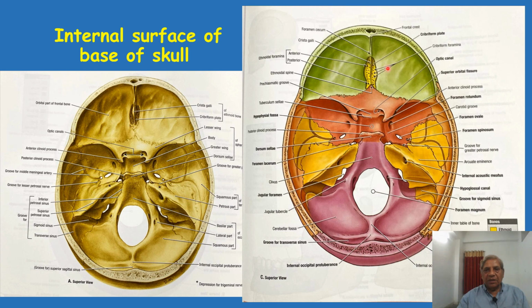Now, these are the structures which are seen at the bones, their sutures, and then the foramina which are seen on the base of the skull as seen from the internal aspect.